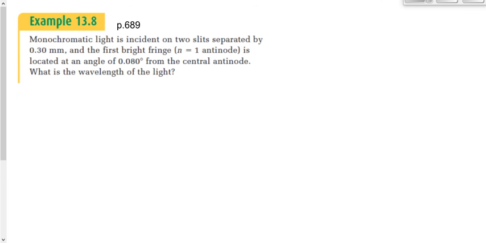All right, let's do an example here first. I'll come back to that page in a minute. 13.8, page 689 says monochromatic light. What does that mean, monochromatic light? One color, okay? Usually we're talking about red light, but maybe it's green light, whatever. One color of light is incident on two slits separated by 0.30 nanometers. I don't like that. The first bright fringe, so that would be the first maximum, is located at 0.080 degrees from the central bright spot, or the central maximum, central antinode. What's the wavelength of that light?